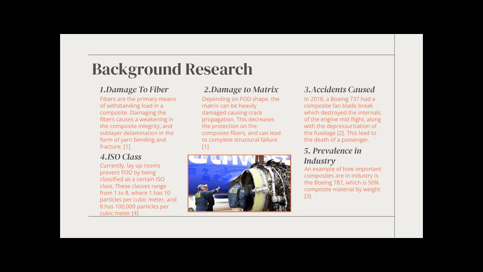Composites are extremely prevalent in industry, as shown by the construction of the Boeing 787, which is 50% composite material by weight. To prevent FOD, currently layup clean rooms are classified as a certain ISO class. These classes range from 1 to 8, where 1 has 10 particles per cubic meter and 8 has 100,000 particles per cubic meter. Our test intends to further quantify the necessary ISO classes needed for certain composite part manufacturing.